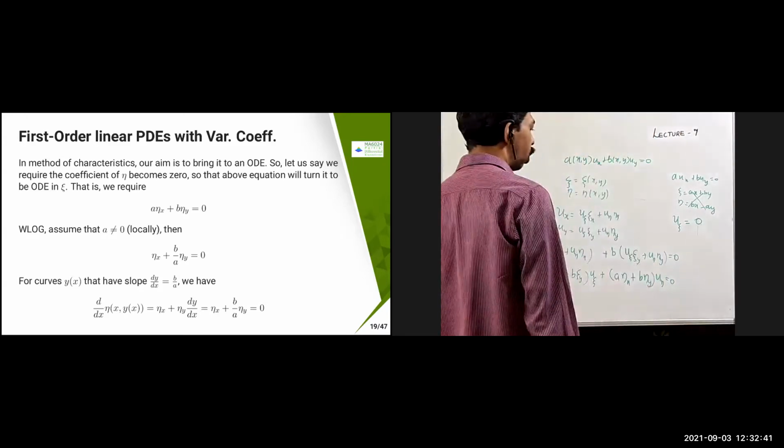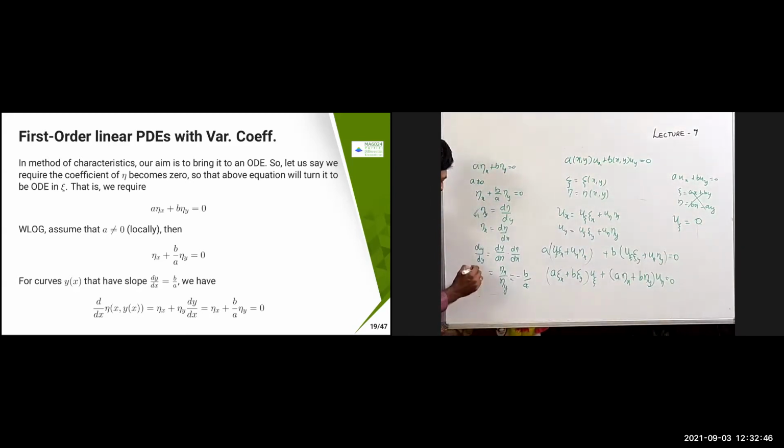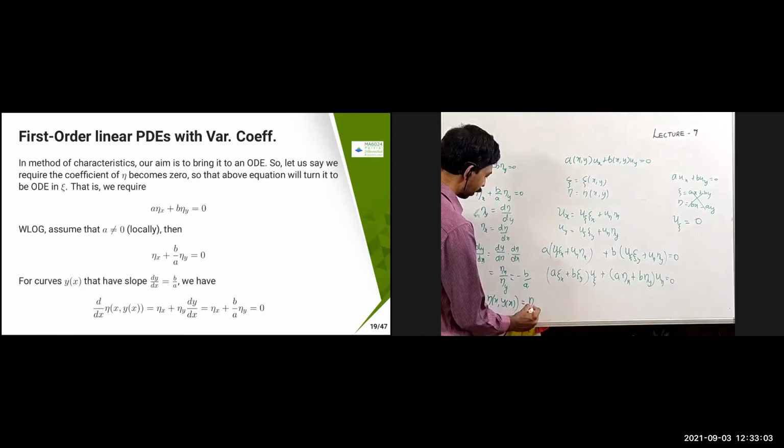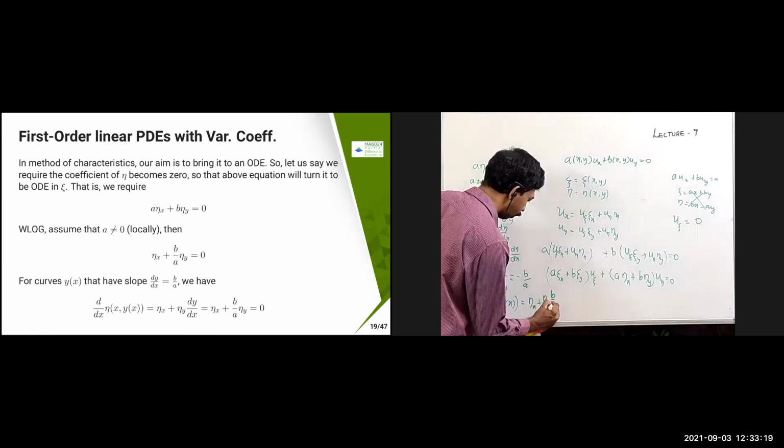Now what I'm going to do: eta x plus b by a into eta y. Now what is this one? d by dx of eta of x comma y of x, I'm going to find it. So this becomes eta x, because eta is a function of x and y, plus eta y into dy by dx. Okay, so I'll just explain it in another way.